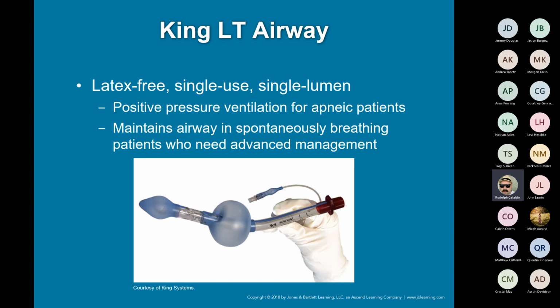We still carry Kings. I truly do like the King. It's very much a derivative of the old combi tubes that we had back in the day. They're blind insertion, obviously a really good backup airway if things go south. There are 3 different sizes: size 3, 4, and 5. Size 3 is generally made for anybody 4 feet to 5 feet. Size 4 is 5 to 6 feet. Size 5 is 6 feet and above.